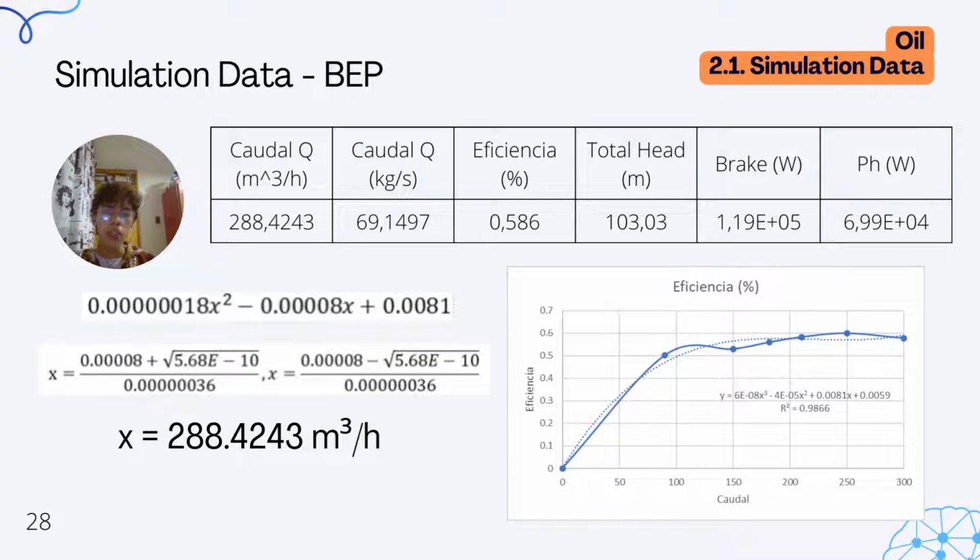Now here we have the simulation data of the BEP. We calculate the BEP based on a graph of efficiency versus flow rate. We obtain the equation that represents the graph, we derive the equation and set it equal to 0. And finally, we obtain the flow rate for the BEP.